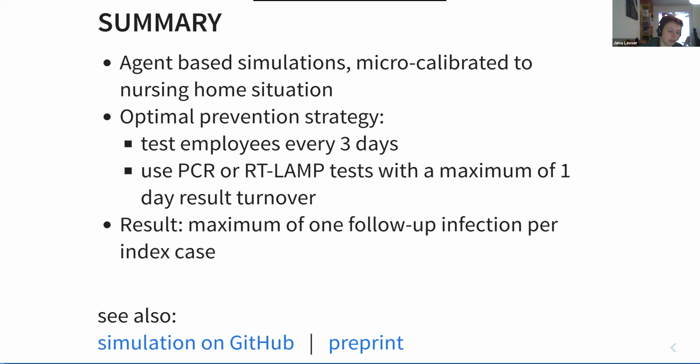If you're interested in the simulation, it's publicly available on GitHub, and as of yesterday there is also a preprint, and the study is under review.